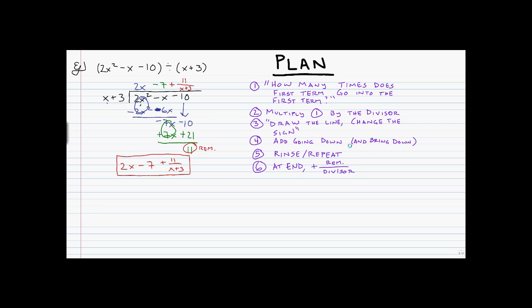Then we added going down and brought down the next number, so maybe I should even add here: next term, bring down next term, to keep the division going. Then we rinsed and repeated. We did the exact same process as 1 through 4 again with a new first term. So maybe I should put that there too: 1 through 4 with new first term.